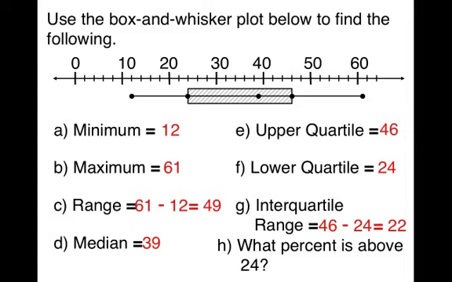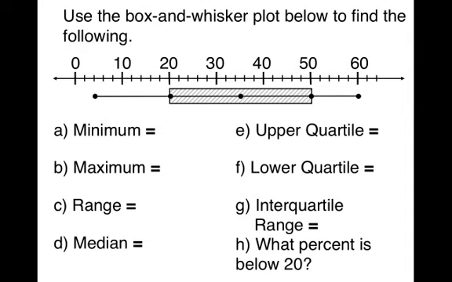Now, what percent is above 24? So if this was the scores from a test, how many students scored above 24 or got more than 24 right on the test? Well, find 24, and you'll notice that there's the lower quartile there. How many spaces do we have from the lower quartile to the maximum? Between the dots, 1, 2, 3. So remember, each one of those spaces is 25%. So if we have 3 25s, it's 75% scored above 24, however you want to say it.